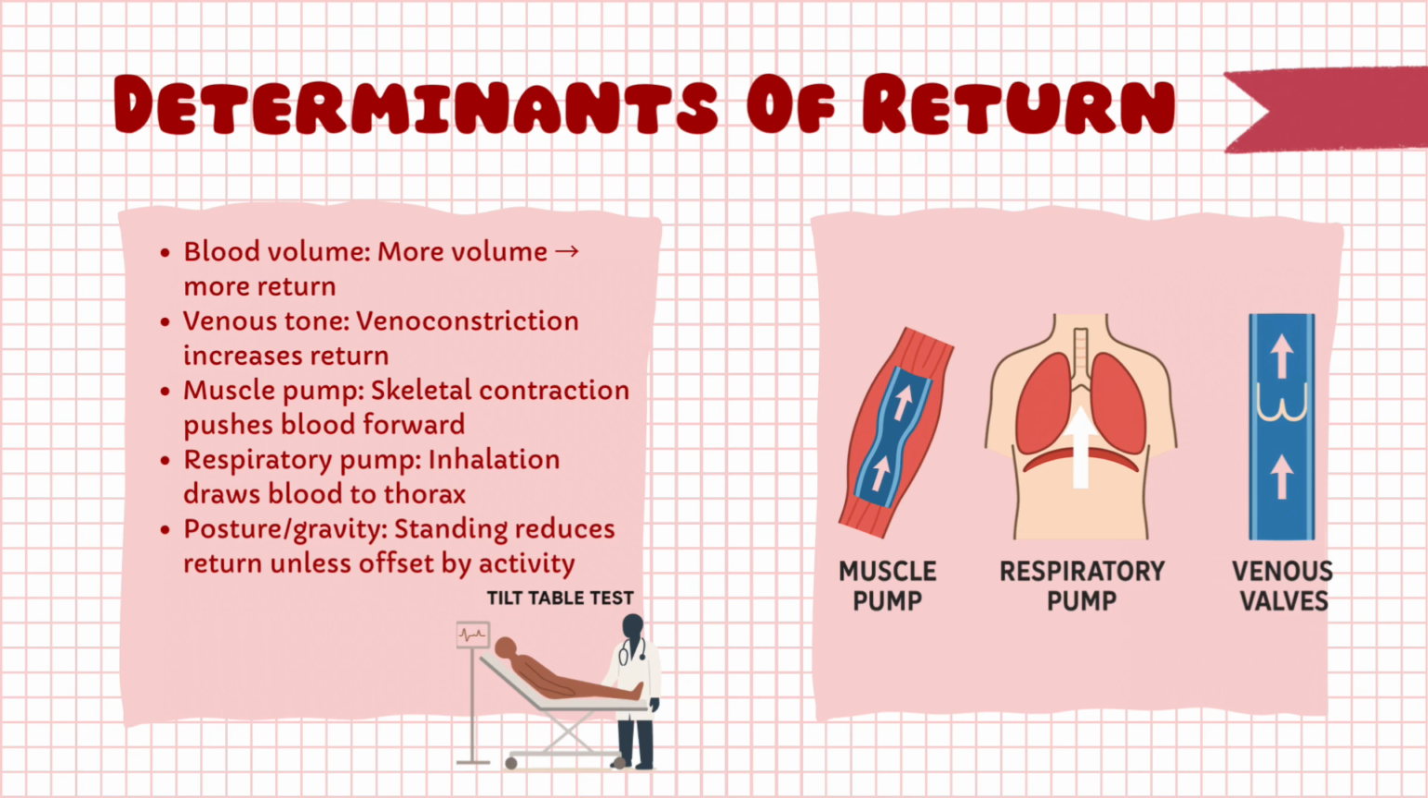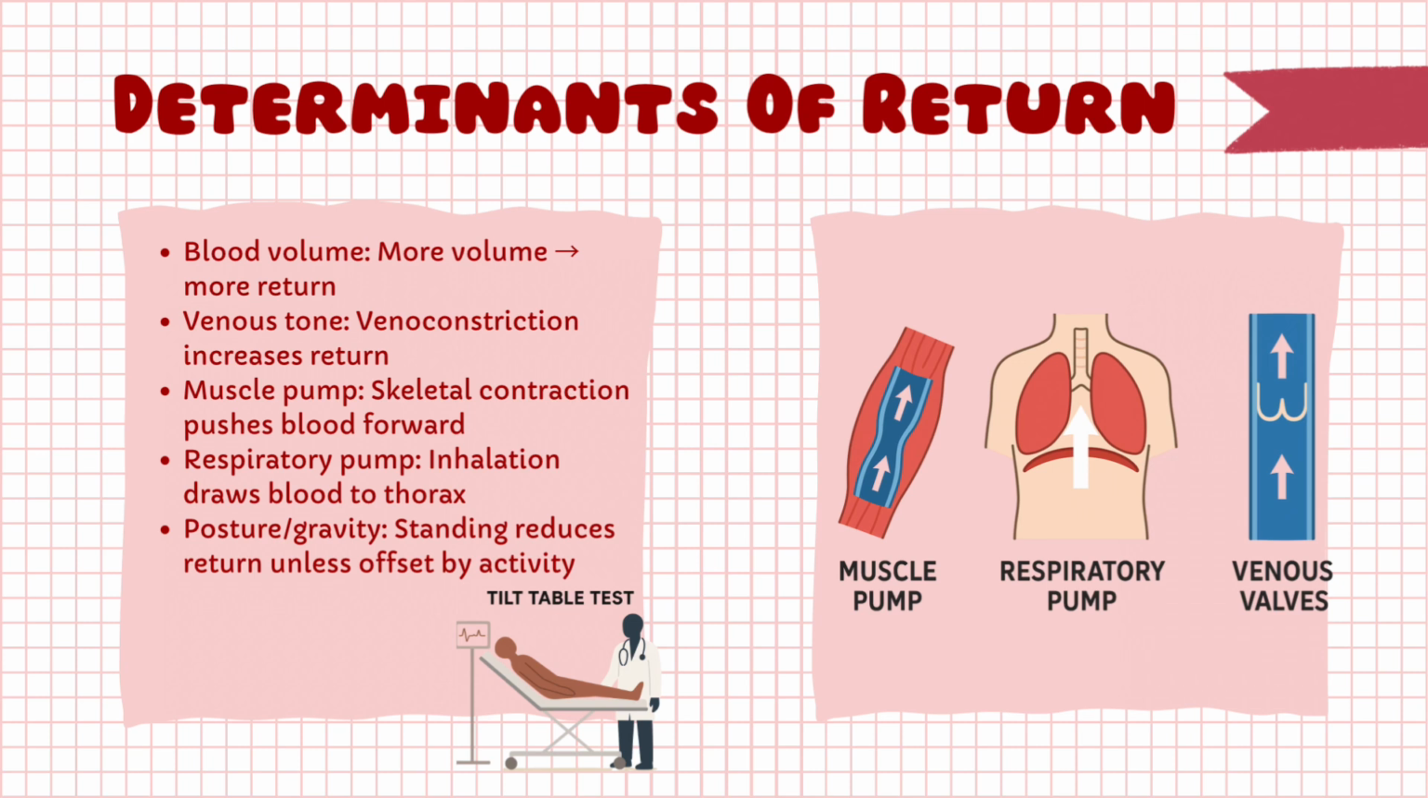Several key factors influence venous return. First is blood volume. More circulating volume means more blood returning to the heart. Second is venous tone. When veins constrict, they push more blood forward. Third is the skeletal muscle pump. When muscles contract, they compress nearby veins and help move blood toward the heart. One-way valves in the veins prevent backflow.